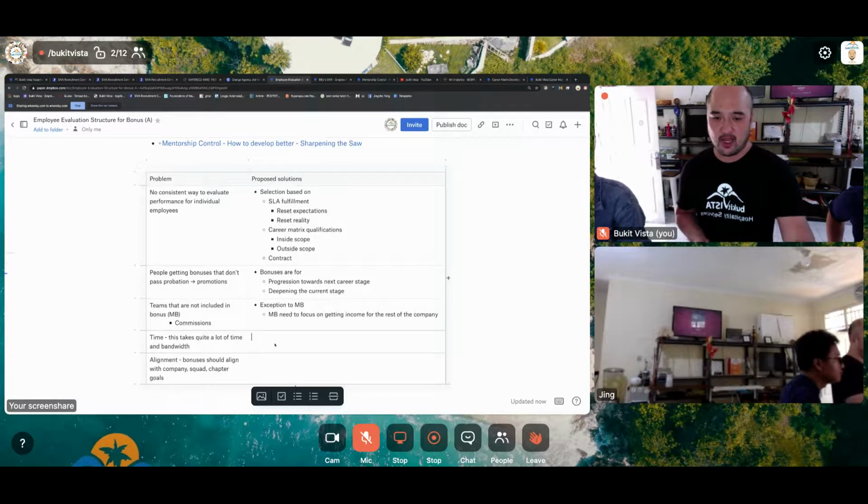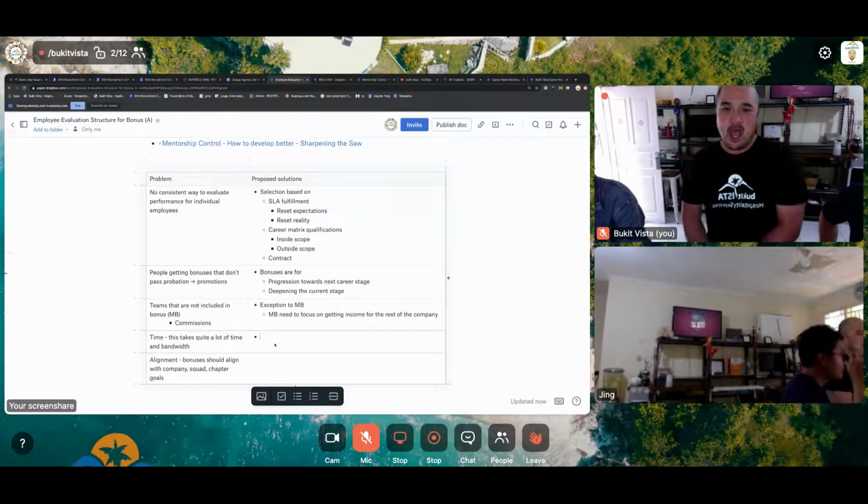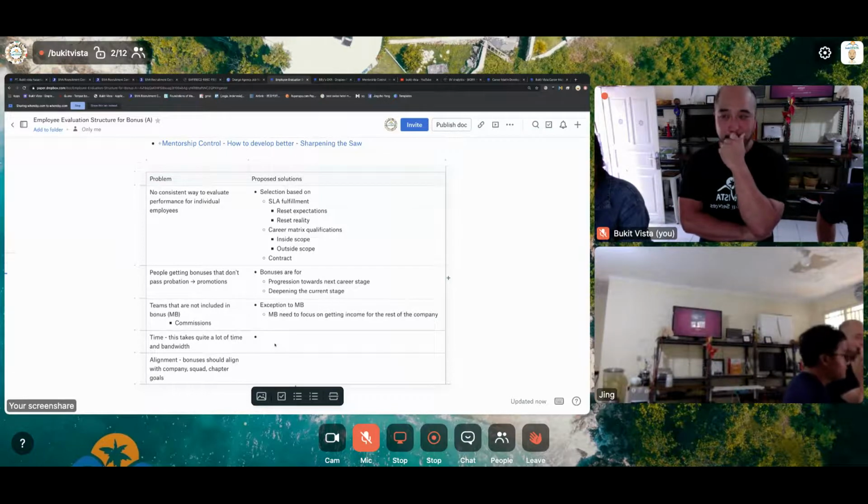All right, timing. This is related to timing. This timing is a different timing. How do we reduce the time it takes to do an evaluation? Because currently it takes about 2 days.